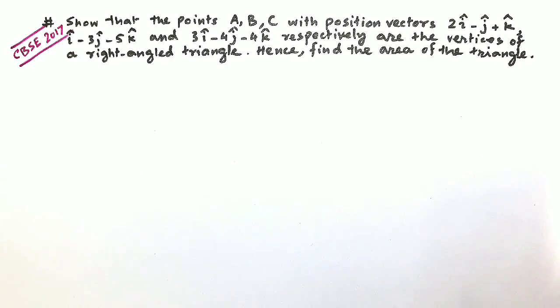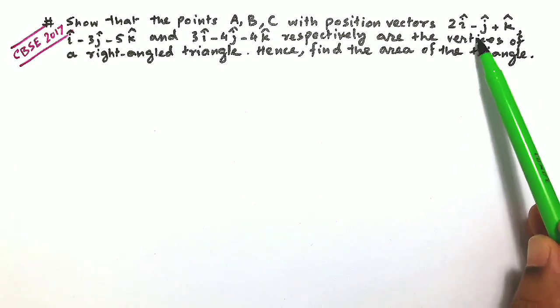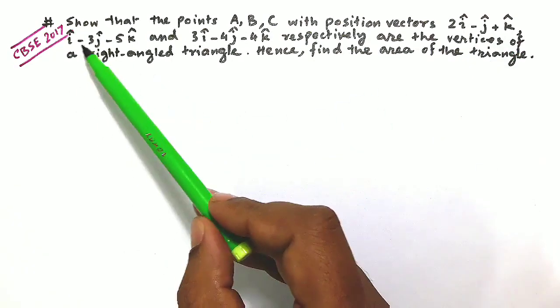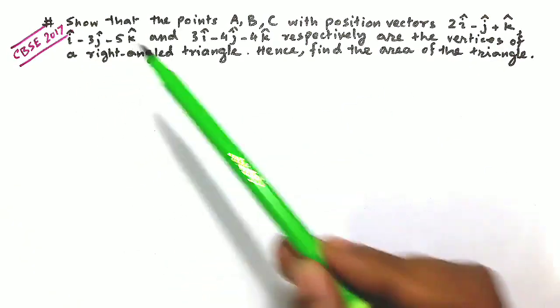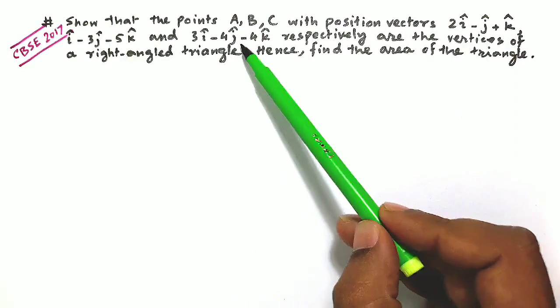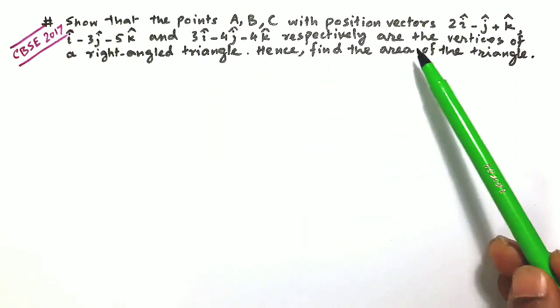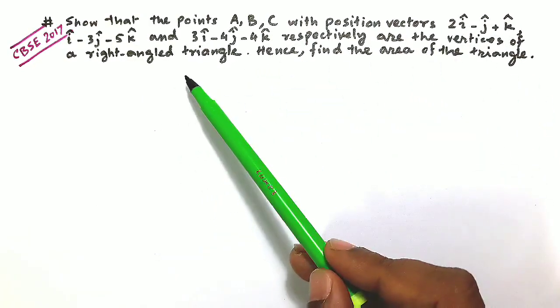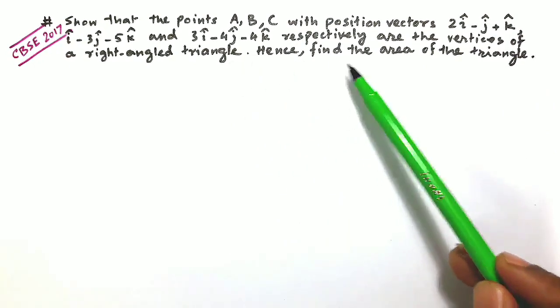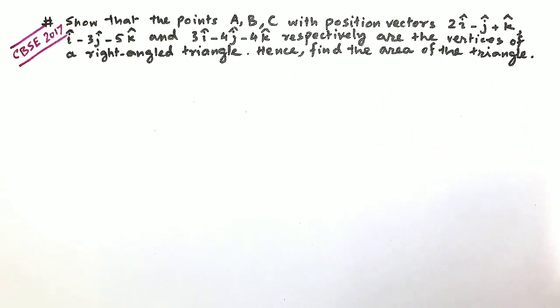First problem is: show that the points A, B, C with position vectors 2i cap minus j cap plus k cap, i cap minus 3j cap minus 5k cap and 3i cap minus 4j cap minus 4k cap respectively are the vertices of a right angle triangle. Then we have to find out the area of the triangle.